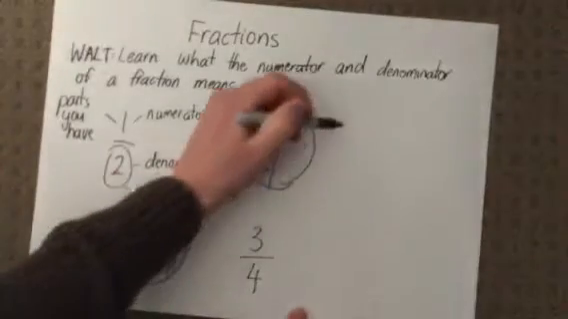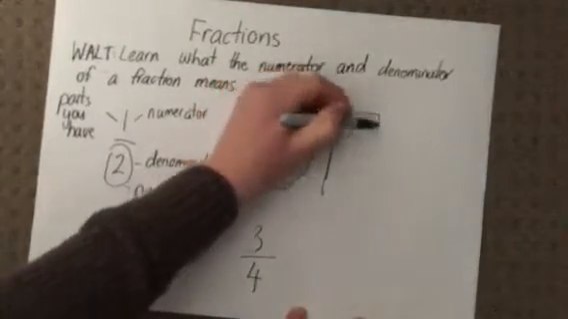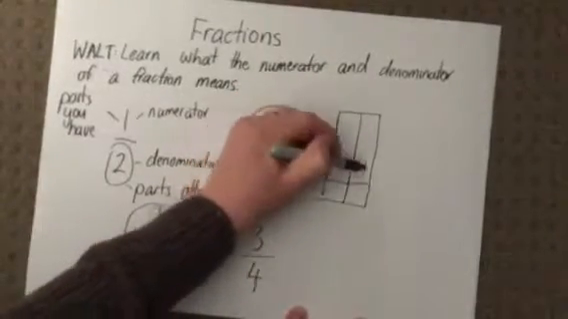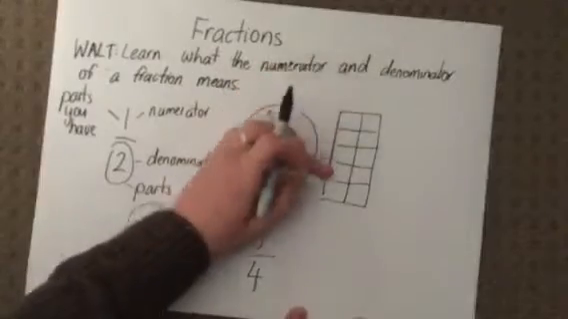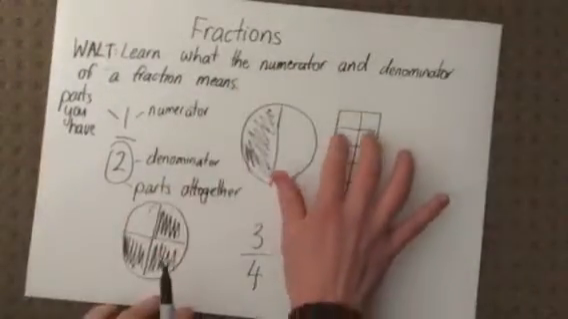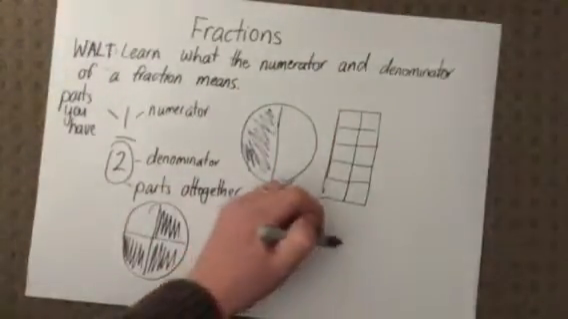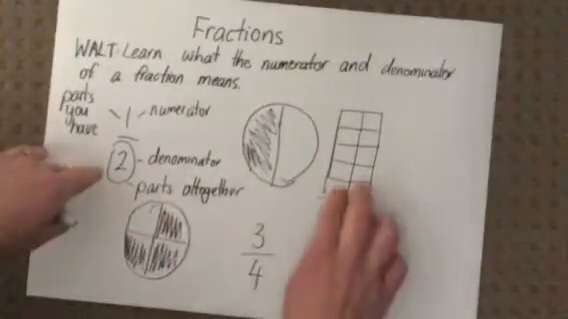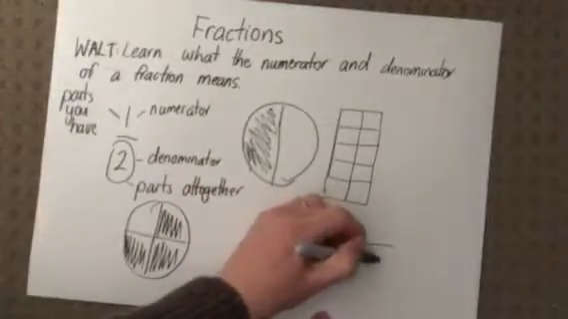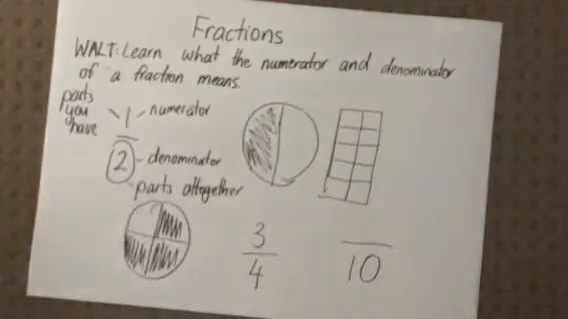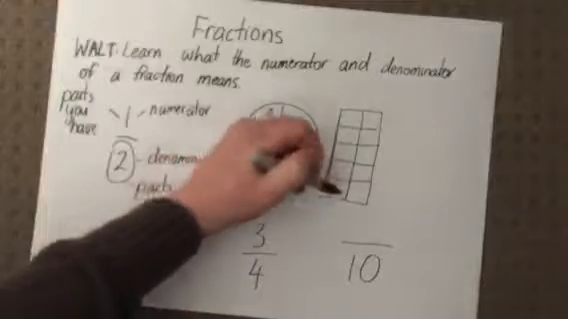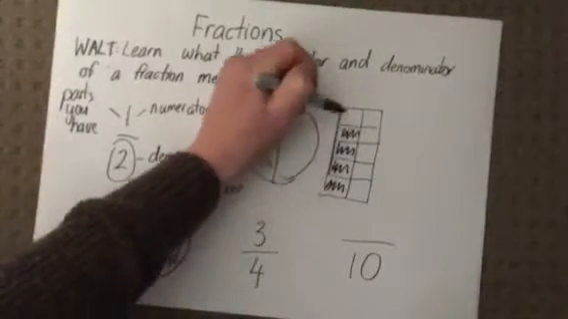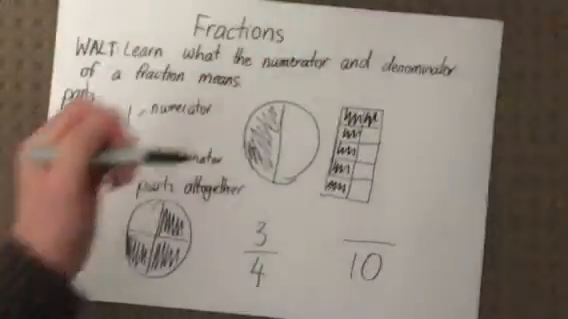Let's try maybe a block of chocolate. Okay, so there's a block of chocolate here, and it was split into 2, 4, 6, 8, 10 pieces. So I'm going to draw my line, and on the bottom is going to be my denominator, and I'm going to count how many parts, which I counted was 10. So my denominator is 10. And then I had a few friends over, and we ate 1, 2, 3, 4, 5, 6 pieces.